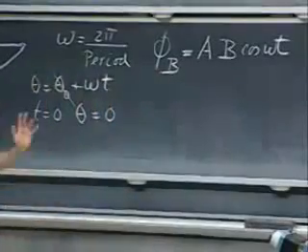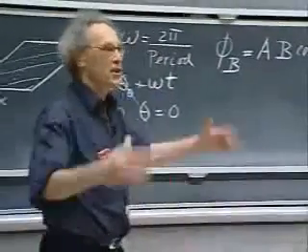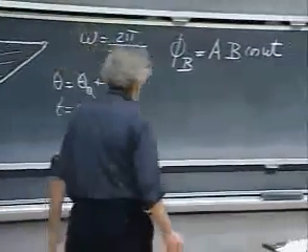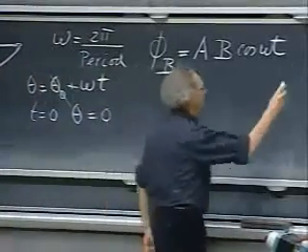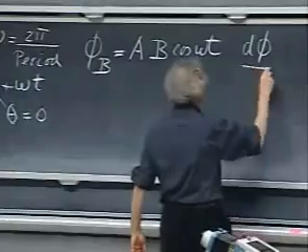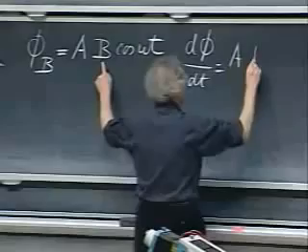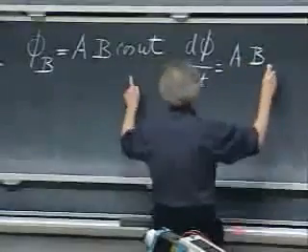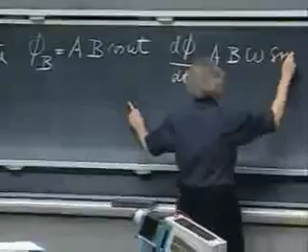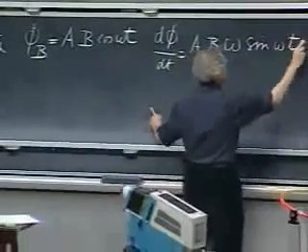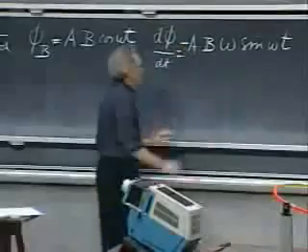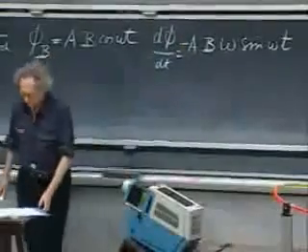Maxwell tells me it's not the flux that matters. It is the change in the flux that matters. Okay, so dΦ/dt. I get the A, the area, I get the magnetic field, an omega pops out, and I get a sine of omega t, and I get a minus sign.